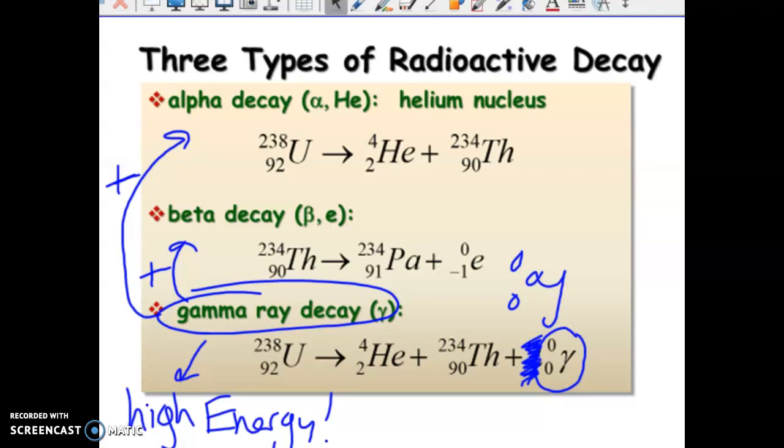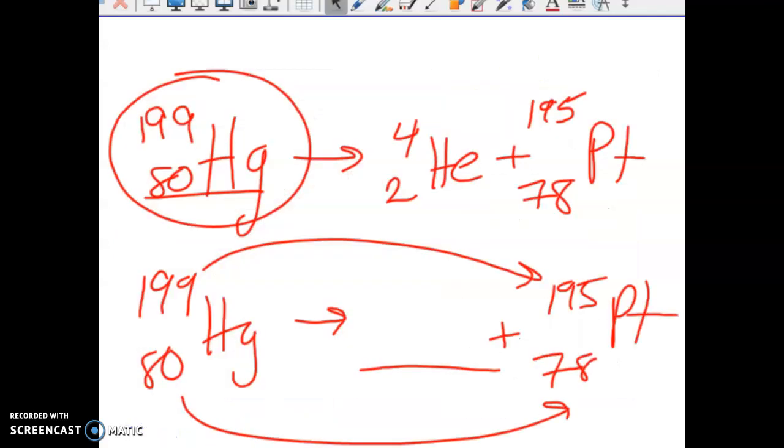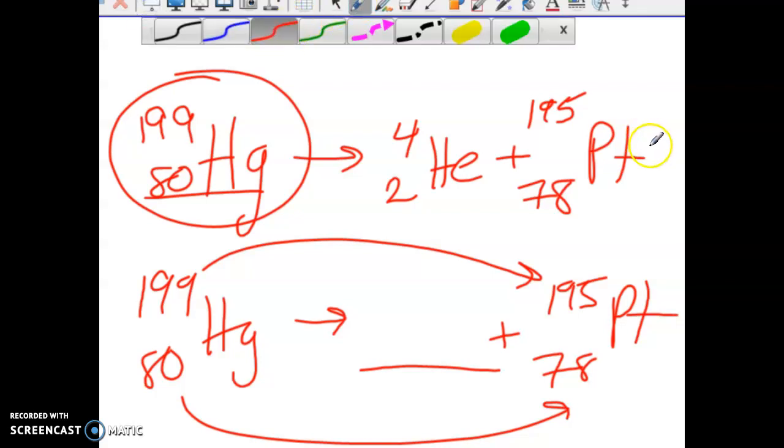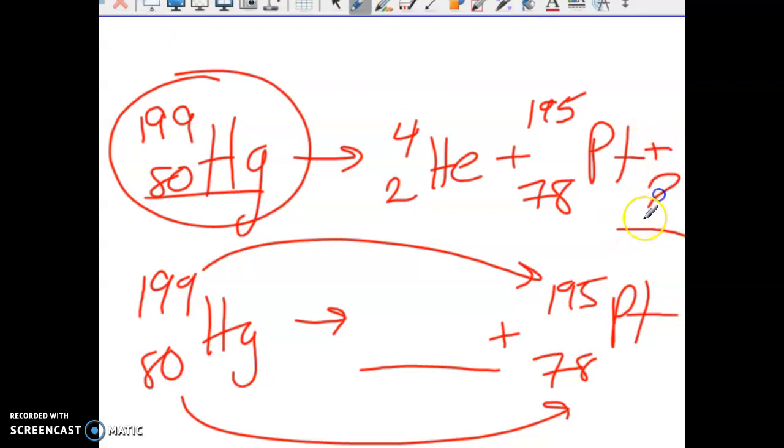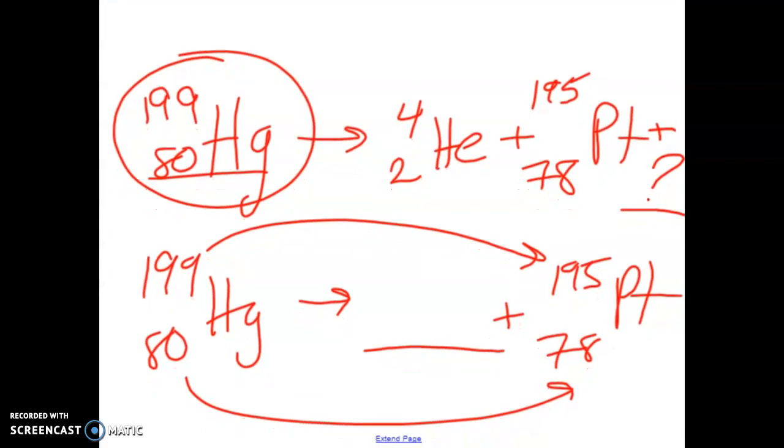So you're probably wondering, how are you going to know when gamma ray is happening or not? Typically, especially if you're doing something like this, a fill in the blank, you're going to notice that there's an additional blank. Meaning if you have alpha or beta and there is an additional blank, like something else is also produced when that reaction's happening, it's going to be your gamma.